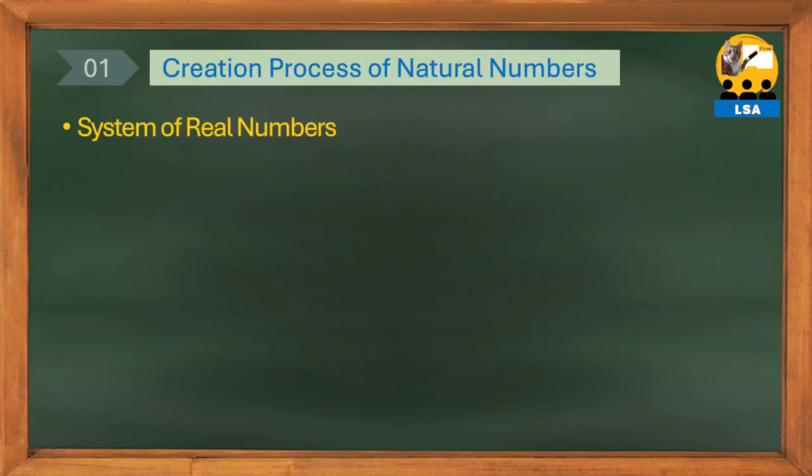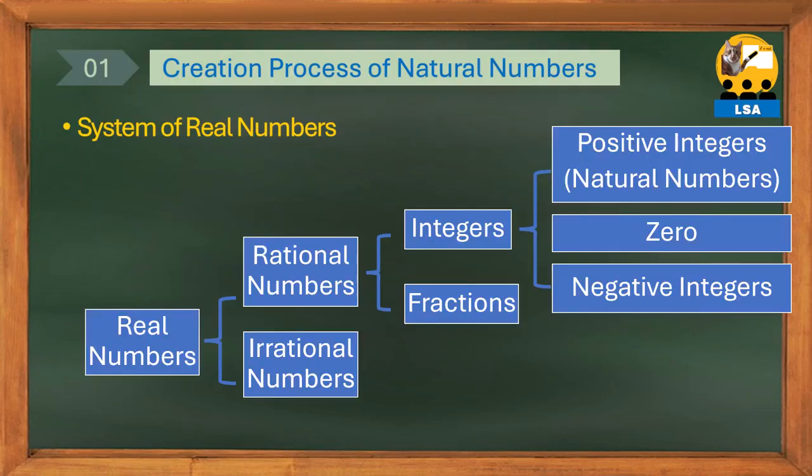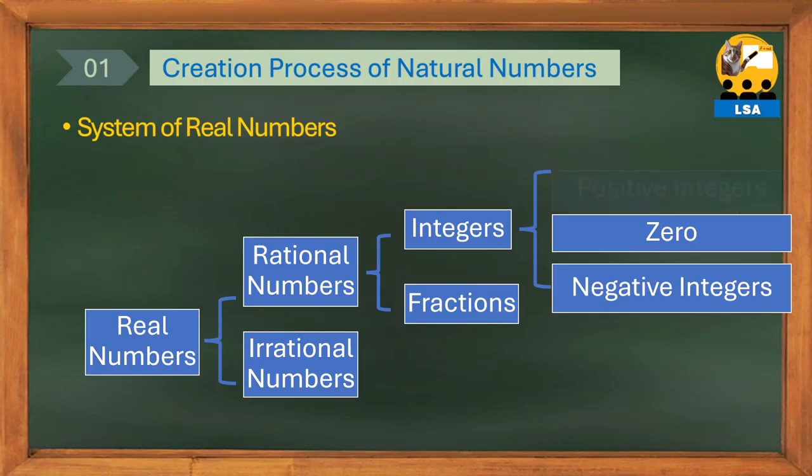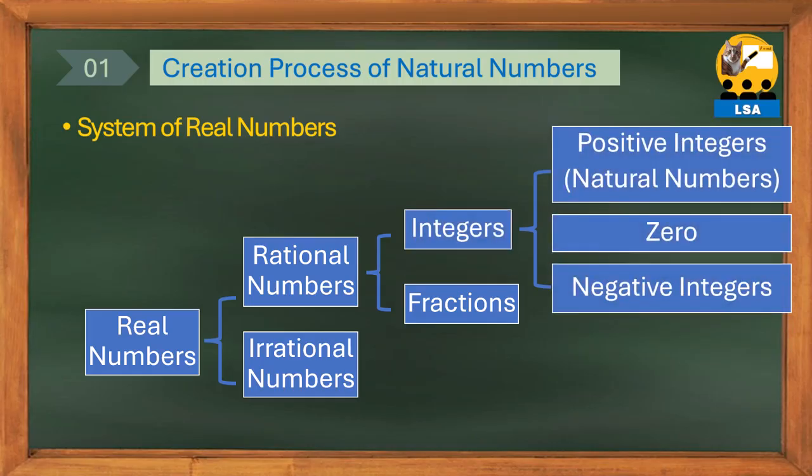Here is the system of real numbers that we will complete in the future. Integers within the system of real numbers consist of natural numbers, 0, and negative numbers. Since we created natural numbers last time, today we will complete the integers by creating 0 and negative integers.